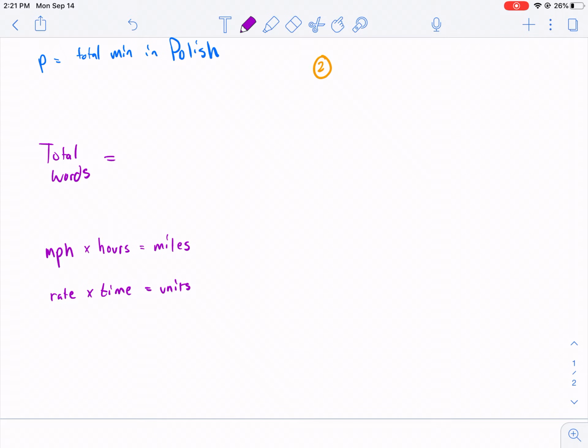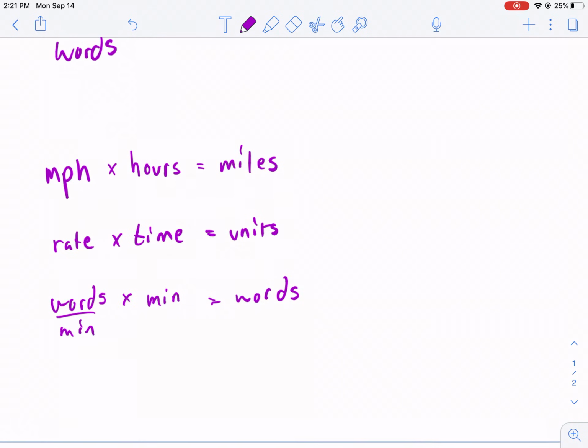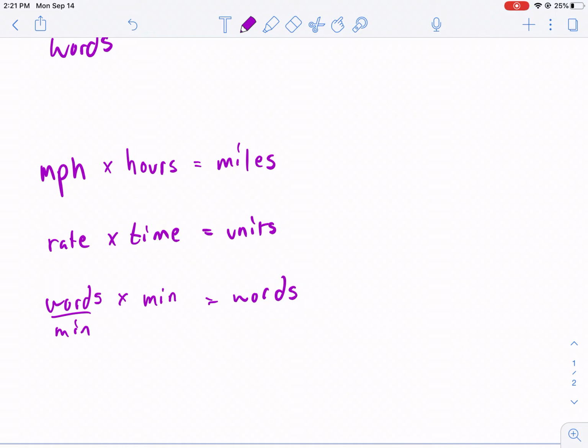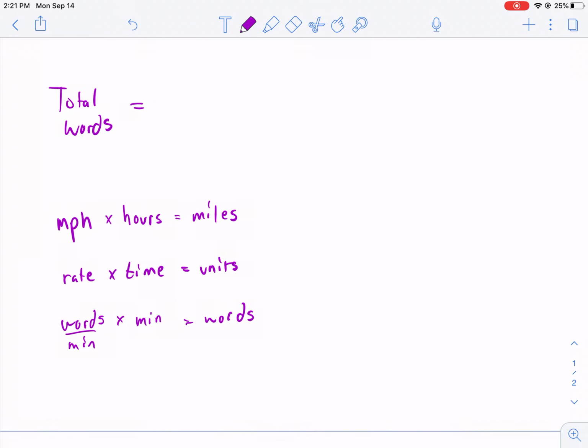So in the same light, if we take words per minute, and we multiply that by the minutes, we'll get the total number of words. You do this a lot in chemistry with like canceling units. So if you have minutes divided by minutes, it cancels out. That's another way to think of it. But just think here, if we multiply words over minutes times the minutes, we're just going to be left with the total, which is words.